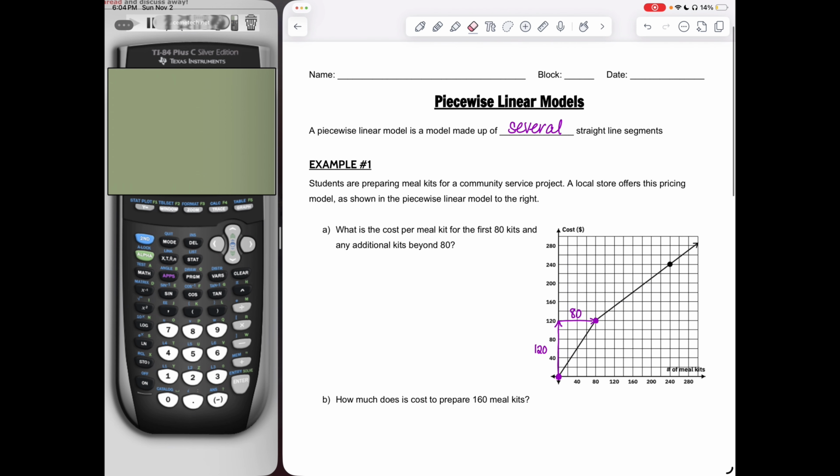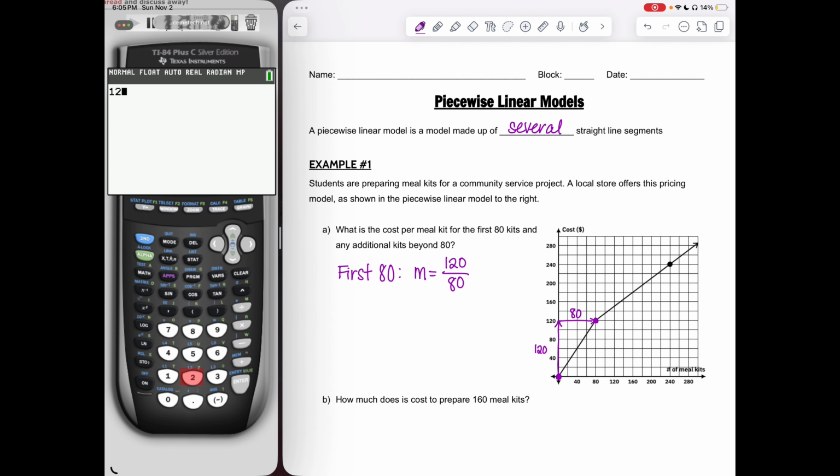If we want to figure out our cost per meal kit, all we have to do is look at our slope. For the first 80, we are paying $120 for 80 of them. So if we do 120 divided by 80, we end up getting $1.50 each. That's how much you are paying per meal kit for the first 80.